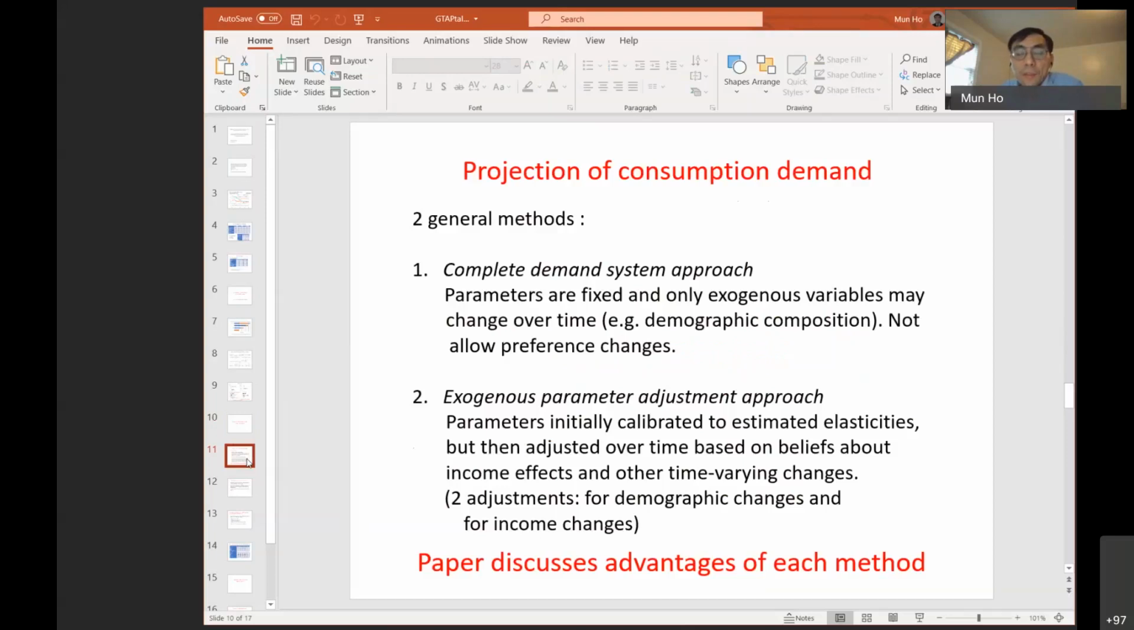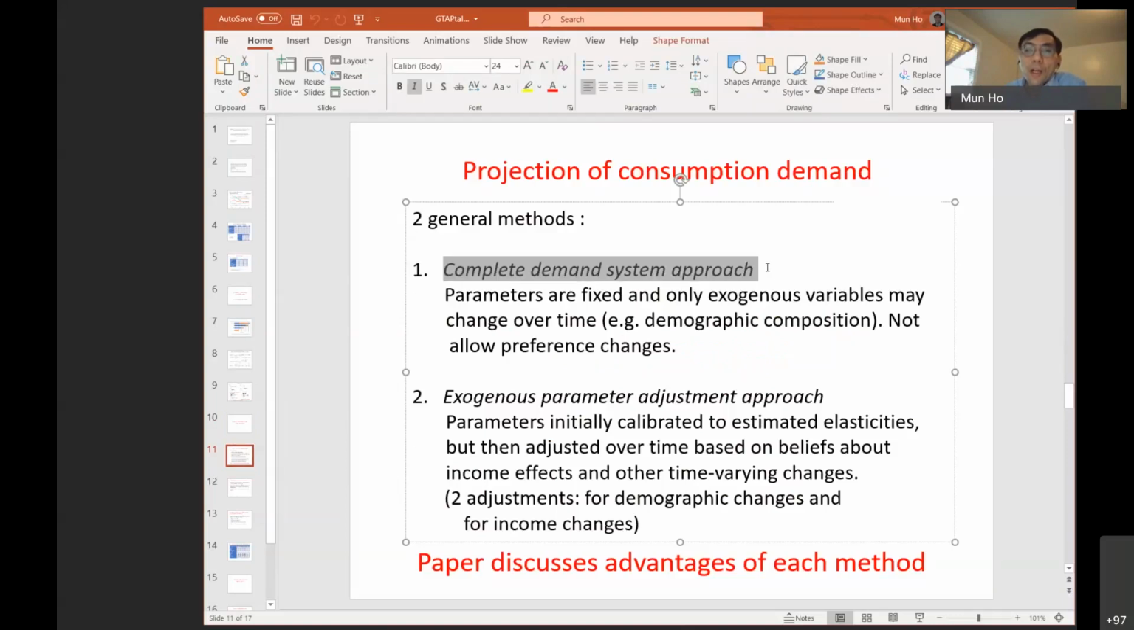I think it's convenient to divide these different methods into 2 groups. One we call the complete demand system approach, by which we mean that one consumption function with unchanging elasticities is used for the whole horizon, where the only things that are allowed to change within the function are the exogenous elements like demographics, the share of rural population, but everything else is kept the same, so that the income effect has to be explained within the model.